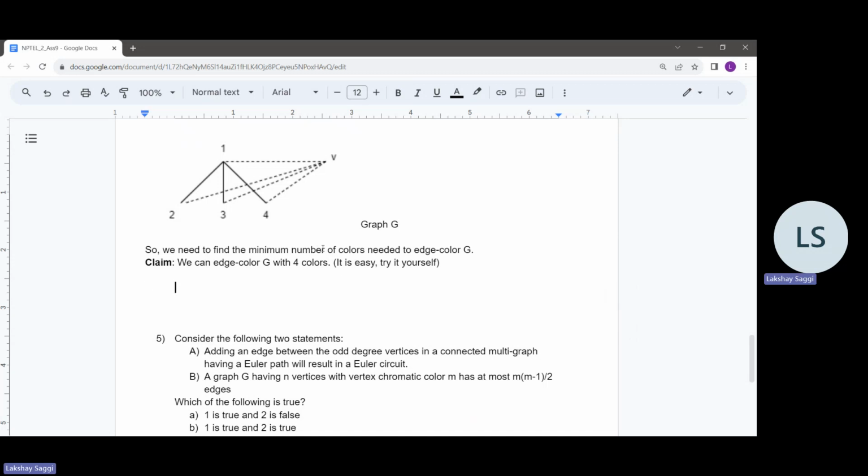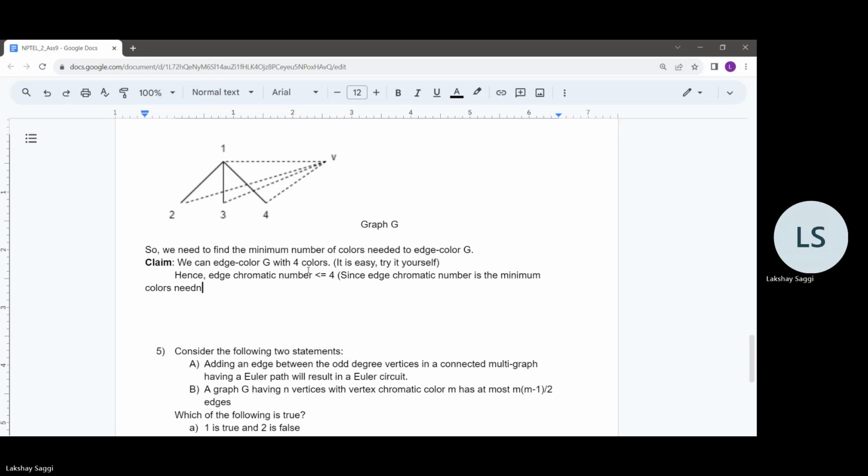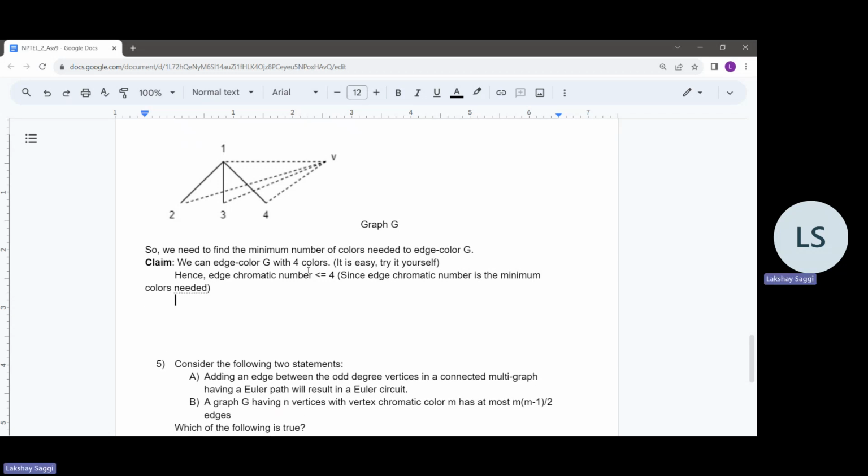So we showed that if we are able to edge color G with 4 colors, then the minimum number of colors needed, the chromatic index, is less than or equal to 4, since the chromatic index is the minimum number of colors needed. So we know that the chromatic index is less than or equal to 4.